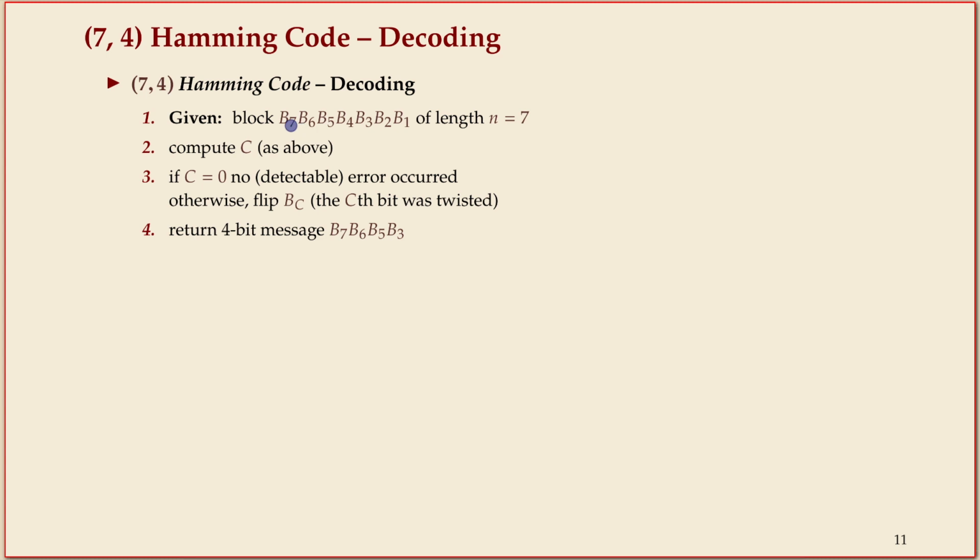So spelled out, if we receive a block of 7 bits, we compute C 2 slides back. If that is 0, we're happy. Otherwise, we flip exactly that 1 bit that is determined by C. And we have to pick out the right positions to return.